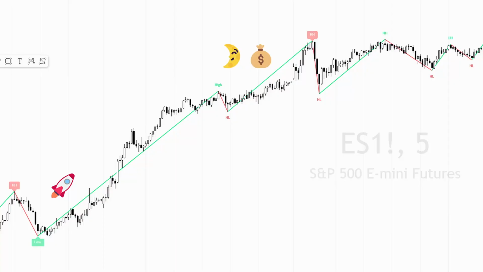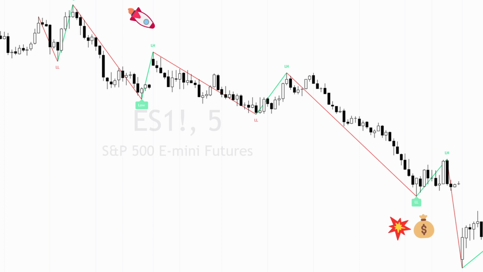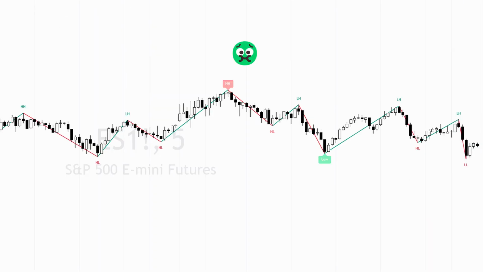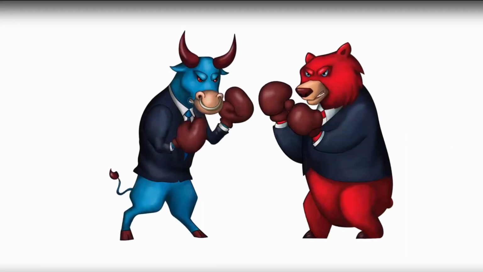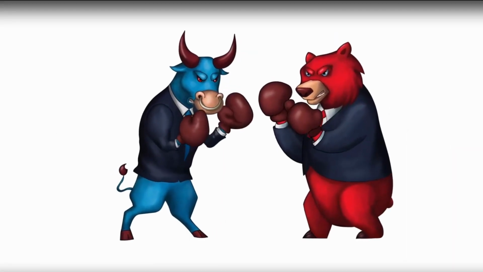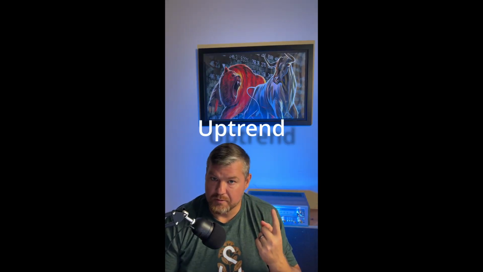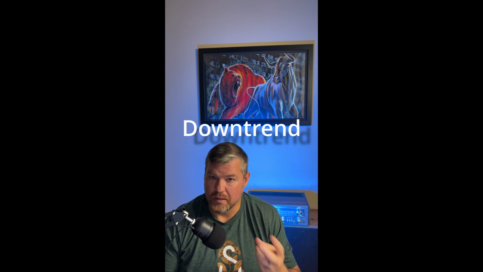Right. So if the buyers and bulls are pushing price higher, you're going to see higher highs and higher lows being formed. Downtrend, bears in control, you're going to see a series of lower lows and lower highs being formed. And if we're in a consolidation market or a range bound area, you're just going to see them fighting it out, and it's just going to be a choppy mess. Right. So those are the three forms of trends. We have uptrend, downtrend, and consolidation, chop trend.